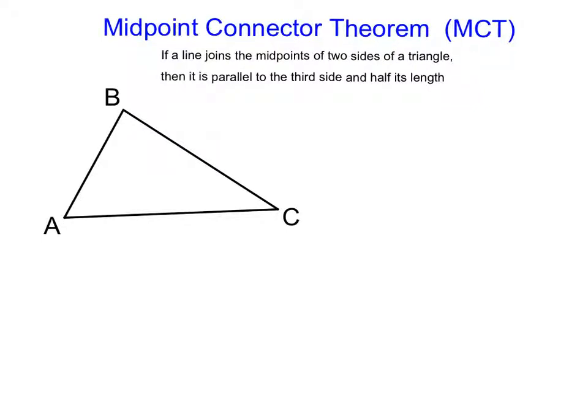Hello there. In this video we're going to go over the proof of the midpoint connector theorem again. So what this theorem says is that if we take any triangle and draw in midpoints on a couple of the sides, and then connect them with a line, that line will be parallel to the third side and exactly half its length. So let's start with listing the givens.